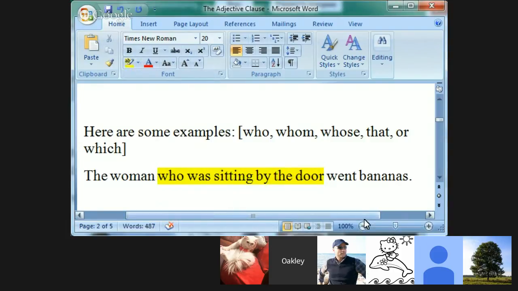Who's sitting by the door? Right. Is it essential? It's not. Yes, it's essential. You think so? Of course, because if I say the woman went bananas, which woman? So only the woman who was sitting by the door. That's the one who went bananas.